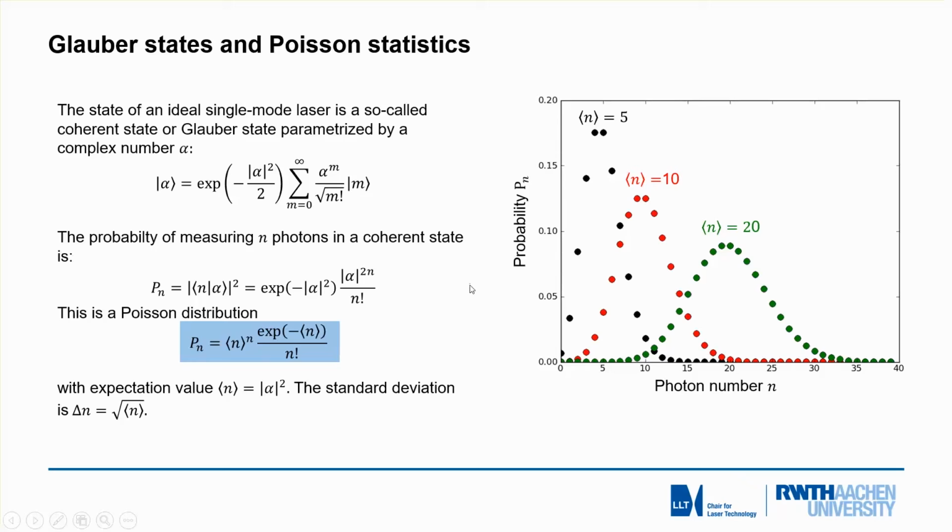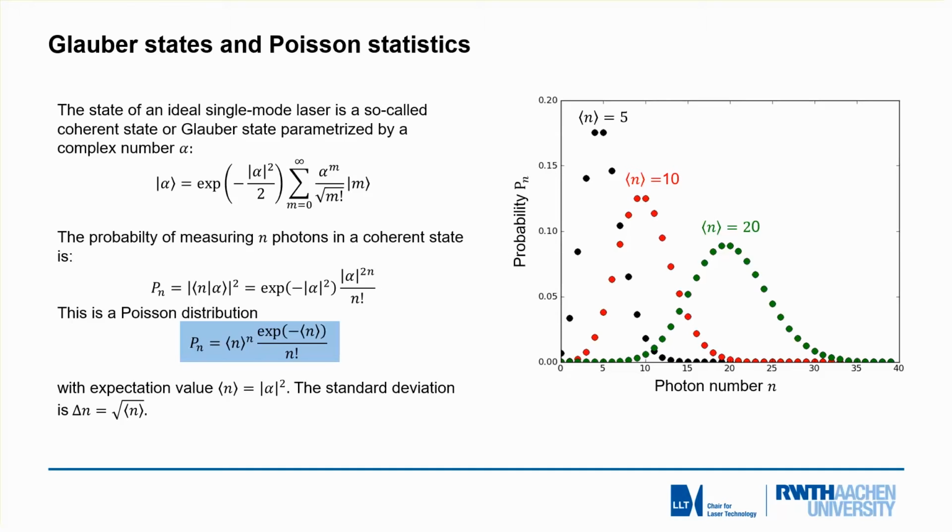So that means that yes, this width increases with large numbers. Here, if you have only 5, the width is smaller. However, the relative width, if you define this by the expectation value of n, then we get a Δn over n that scales with 1 over the root of the average number. And that means that the relative width of the distribution gets smaller and smaller with a higher number of photons. And that is very characteristic for laser photons.